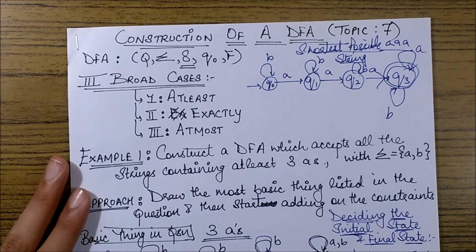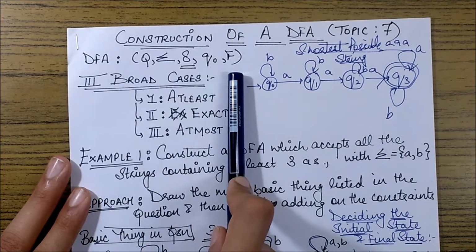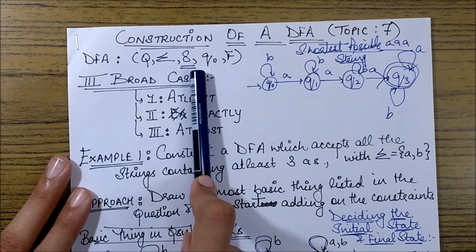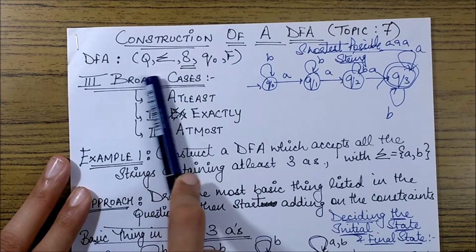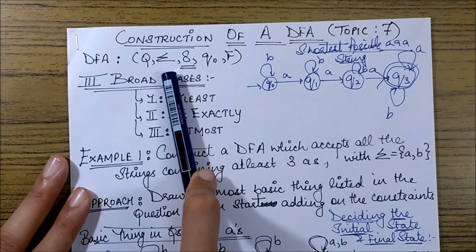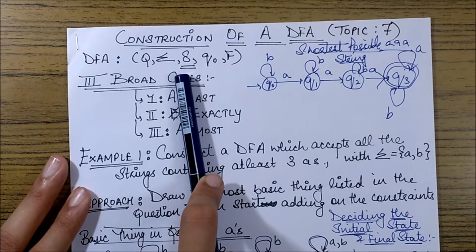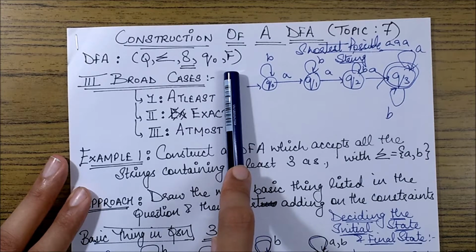We all know that DFA is represented with the help of a 5-tuple, which is Q, Σ, δ, Q0, F, where Q is the set of states, Σ is the set of all input alphabets, δ is the transition function which represents the transitions from one state to another on a particular input, Q0 is the initial state, and capital F is the set of final states.